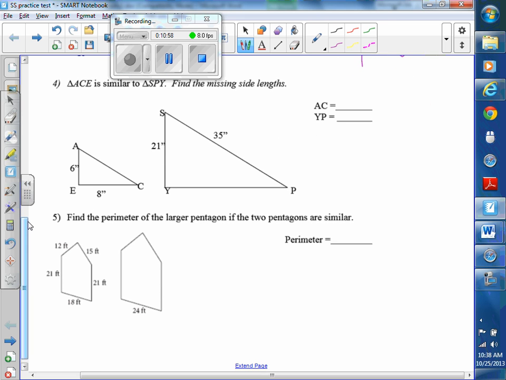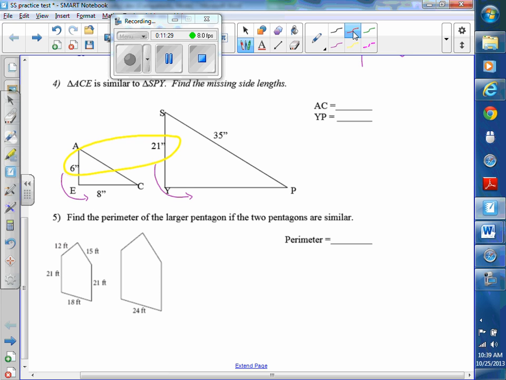Remember, you could go 2 ways on these problems. You could use the adjacent side comparison to find missing sides. That might be easier for some of you. We'll do that one. That could be a possibility. So the other way is to use the corresponding side ratios. Okay, so let's try corresponding side ratios.